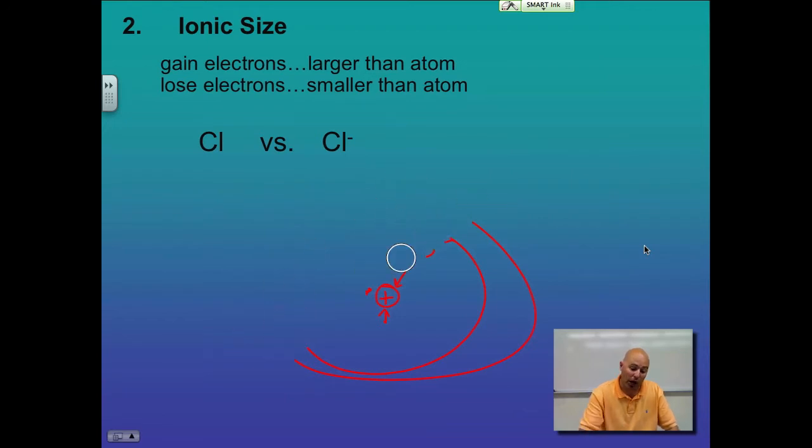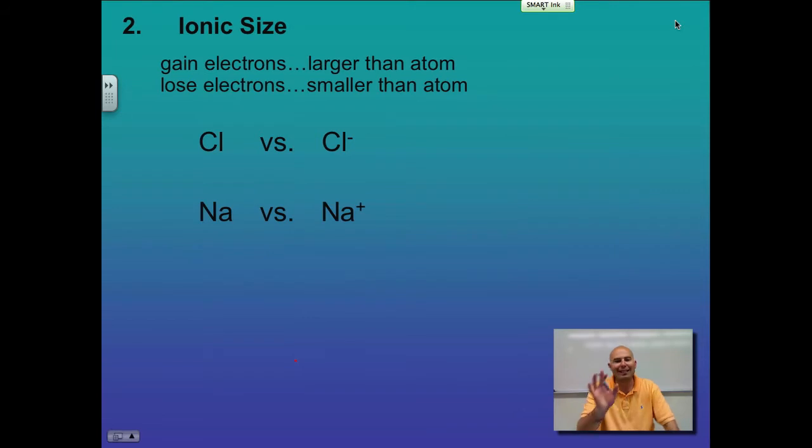The same and opposite thing, I guess you could say, if it loses electrons. So if you lose an electron, then it's going to get smaller than the atom. Same pull, fewer electrons. That same pull has a stronger effect on the fewer electrons.